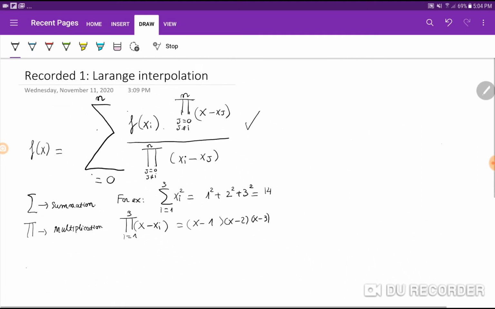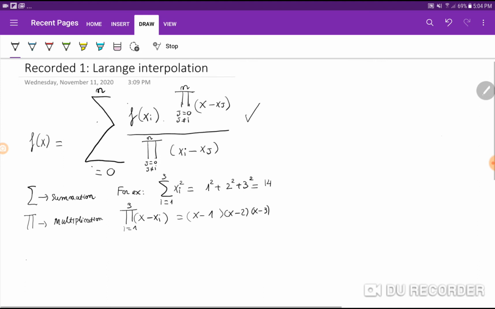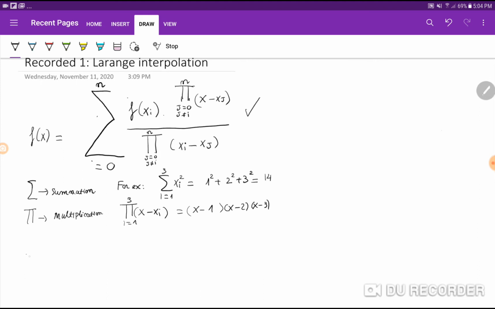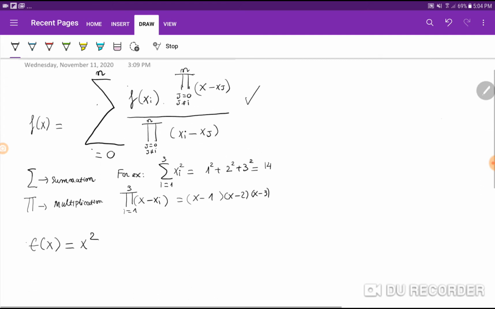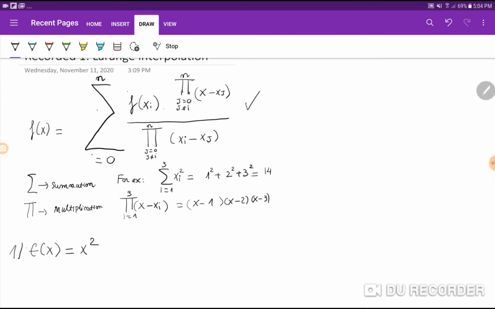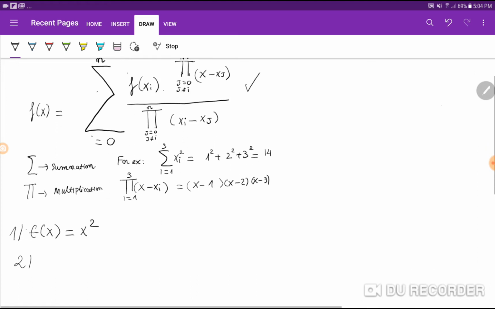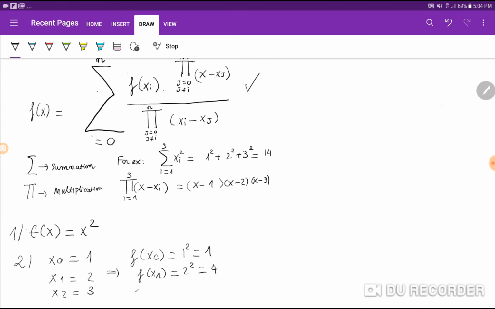And now I'm gonna do one function. Let's say you have f of x equal to x squared. Then you define your variable. The first step is you have the equation. The second step is you define your variable. So you have x0 equal to 1, x1 equal to 2, and x2 equal to 3. So you have f of x0 is 1 squared is 1, f of x1 is 2 squared is 4, f of x2 is 3 squared and it's 9.